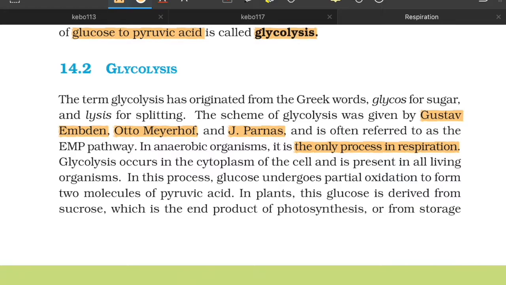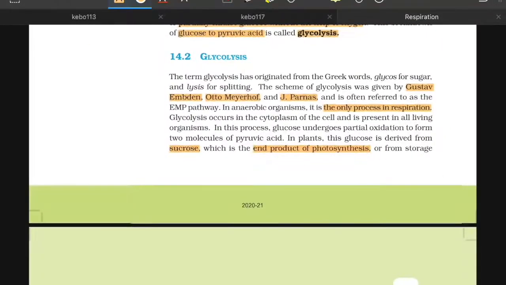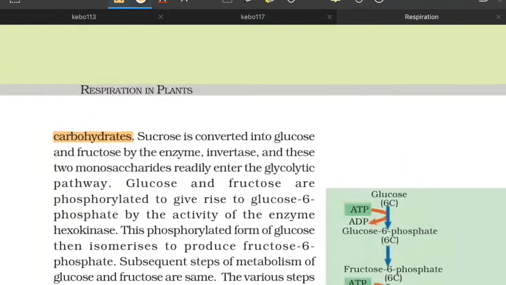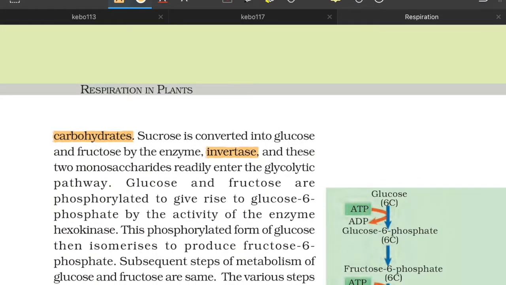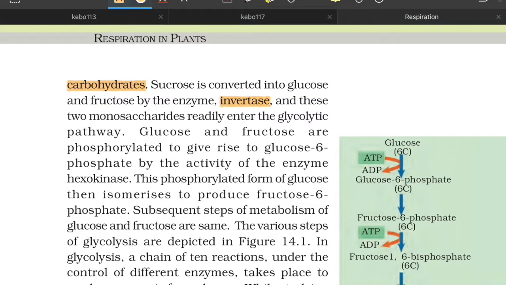In plants, this glucose is derived from sucrose, because sucrose is the transporting sugar, which is the end product of photosynthesis, and it's also the storage form. So you should remember this: the end product of photosynthesis is sucrose. Very important. Or glucose comes from storage carbohydrates. Sucrose is converted into glucose and fructose. What is the enzyme? Invertase. Very simple. And these two monosaccharides readily enter the glycolytic pathway.